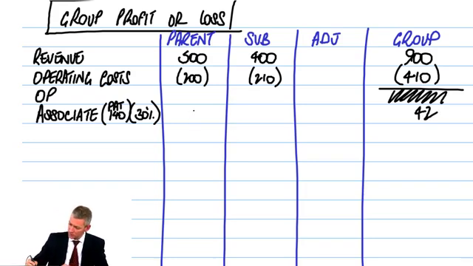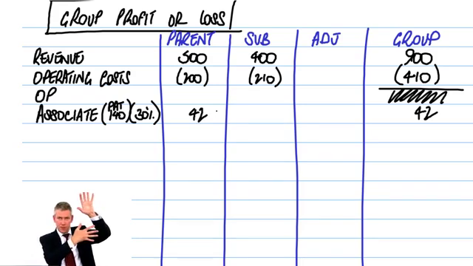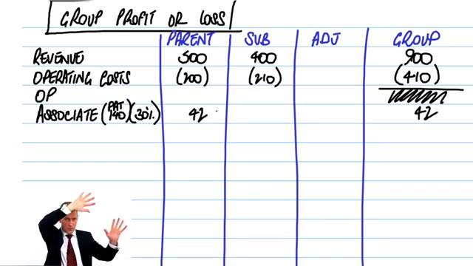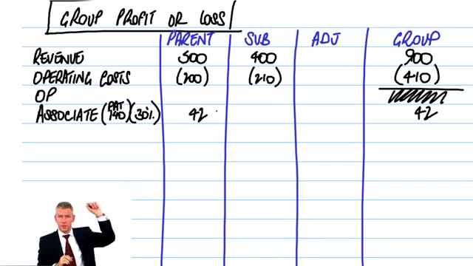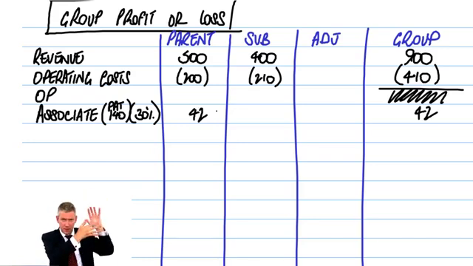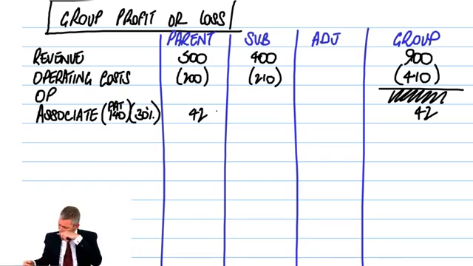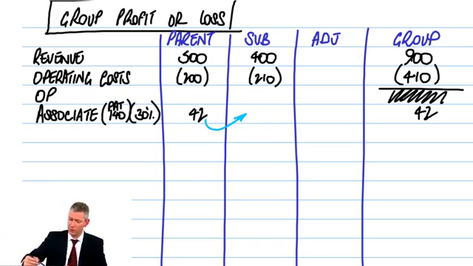Now, this is what's called a parent associate, because the parent bought the sub and the parent bought the associate. But it is actually possible for the parent to buy the sub and then the sub to buy the associate. So it is possible to have a sub-associate. It's not very likely, but if it happens, all you do is take the same number and move it across. If it is the sub that bought the associate, same number, but move it across, okay?